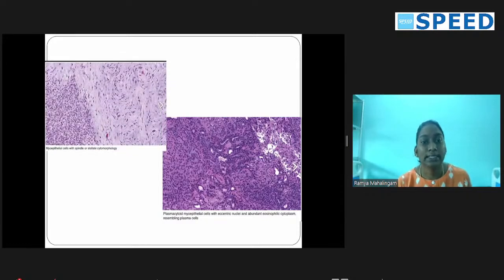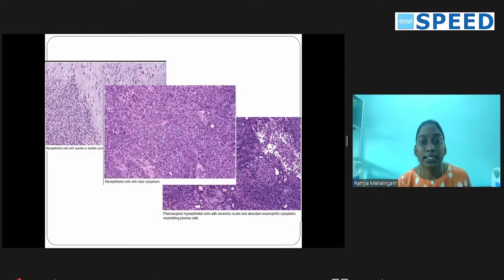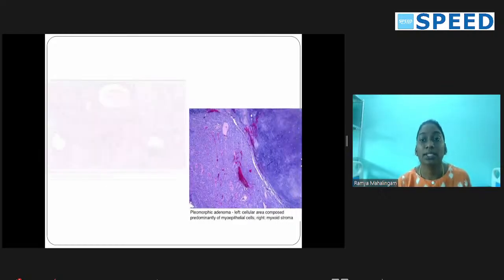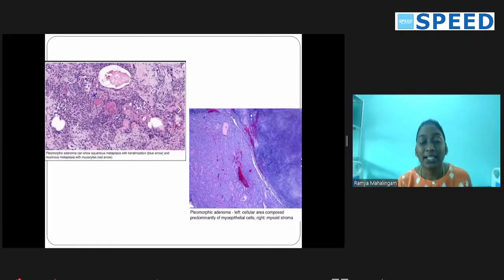Some plasmacytoid cells and spindle-shaped cells can also be seen, and myoepithelial cells with clear cytoplasm can also be seen. So these are the different histopathological presentations of pleomorphic adenoma.